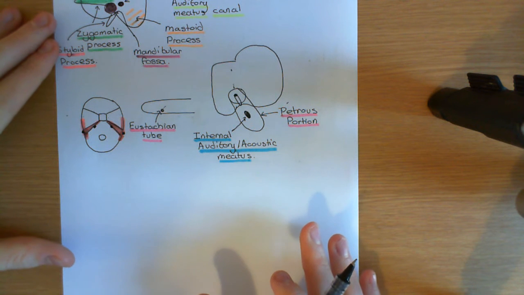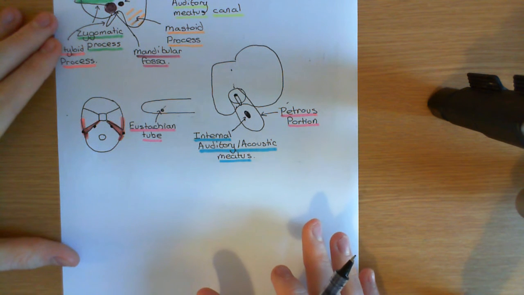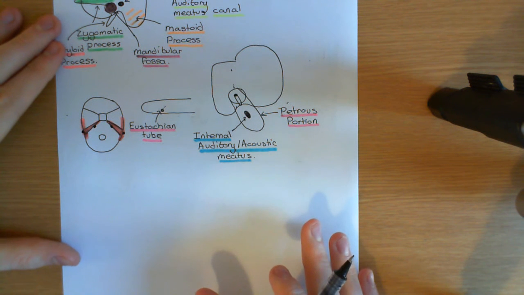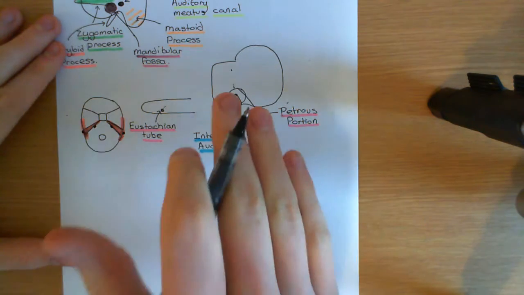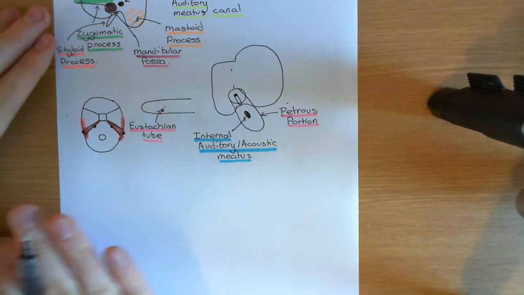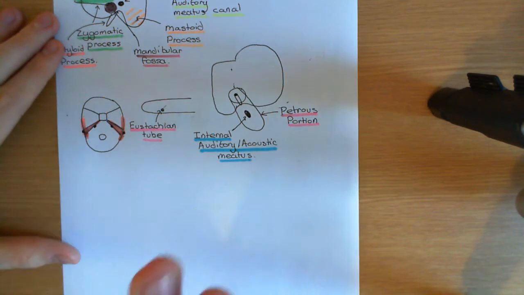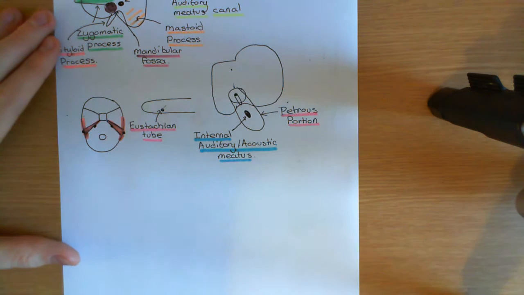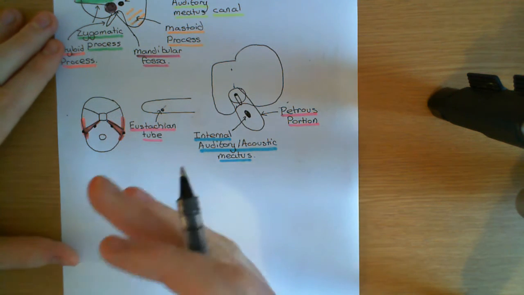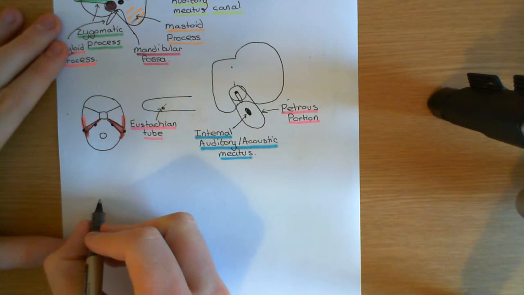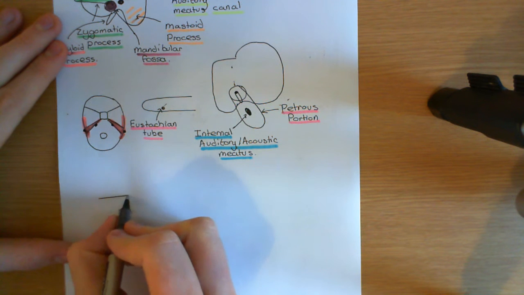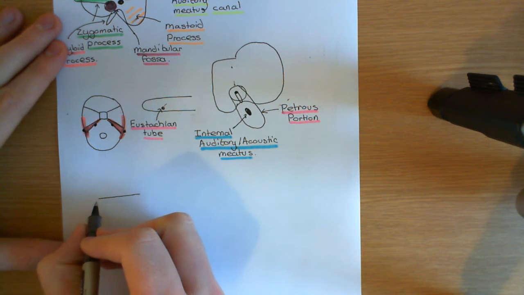Okay, so I'm going to now inconveniently switch from using the left side to using the right side, just because it's the more classical way to show it on the right hand side rather than the left hand side. So we're going to switch round to the right hand side now. So here we go. So we're inside the right temporal bone petrous portion.